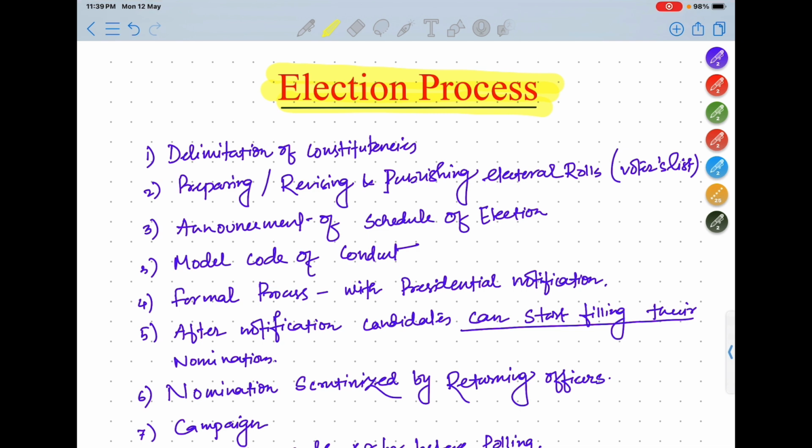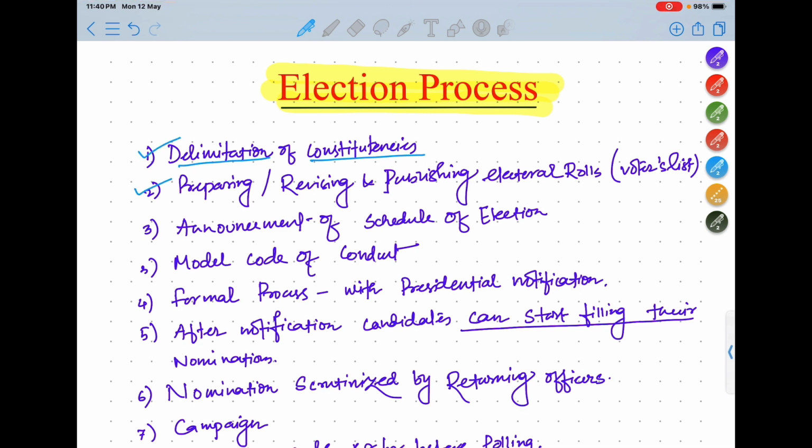Okay, now the first thing that takes place in that process is delimitation of the constituencies. Okay, so now what is delimitation and what are the different rationales of delimitation? I will not go into that. Okay, that is another debate. So just leave it there. Okay, so the first thing in the election process is delimitation.